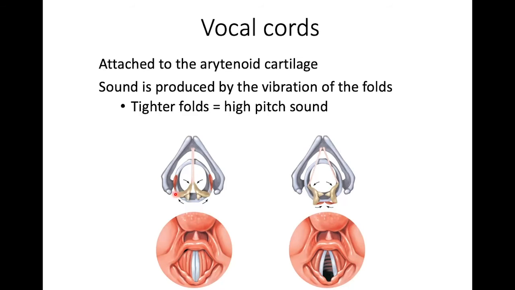Now, as mentioned before, the arytenoids have little muscles that attach to them. And at the other end, they have the vocal ligament attached to them. And ultimately, this is what forms the opening, which is our glottis. And so here you can see the glottis is almost closed. And here you can see the glottis is open. And so it's the alternation of the contraction of different muscles that coordinate the movement of those arytenoid cartilages and then cause them to pull on the vocal ligaments.